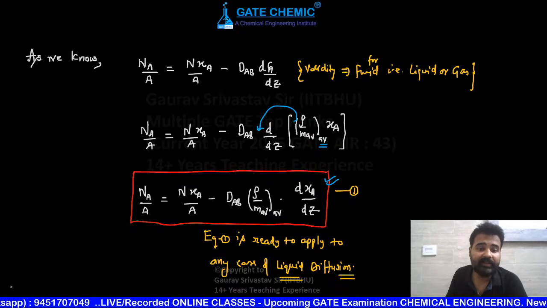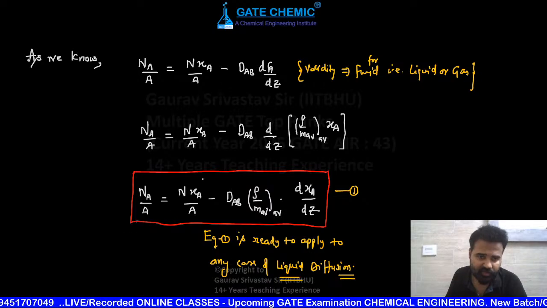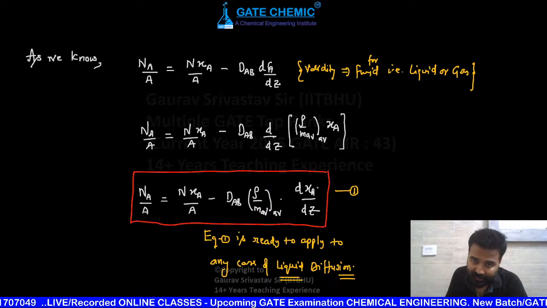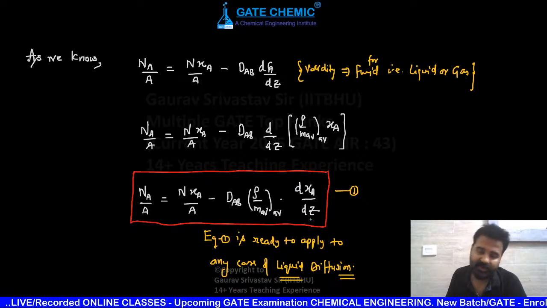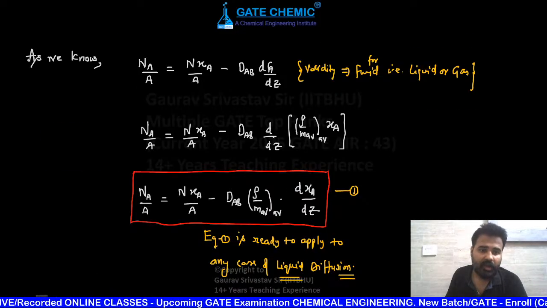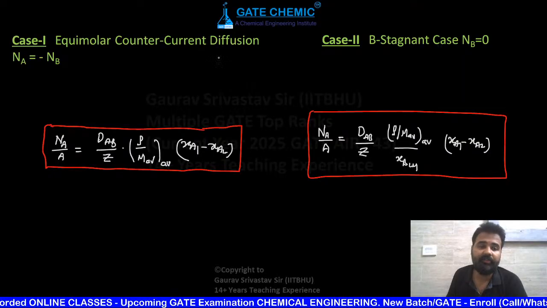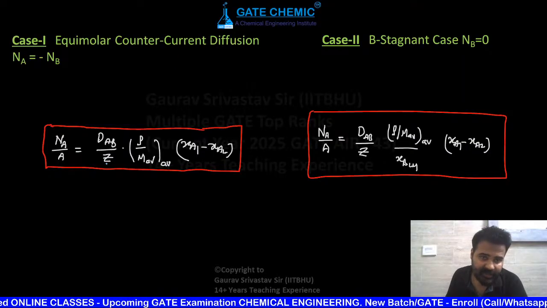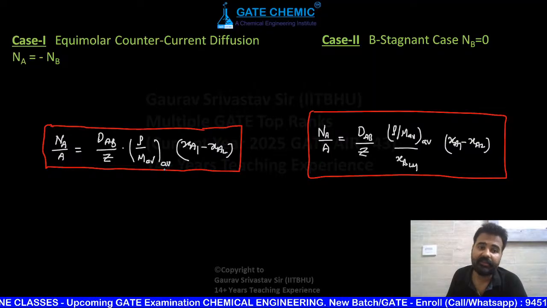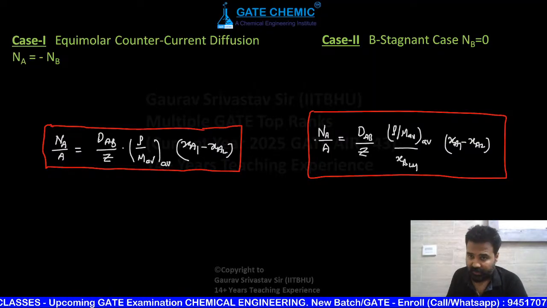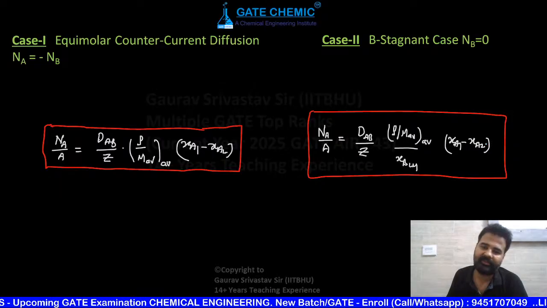Now we have to apply this equation. We can also apply this equation for liquid cases. So Na by A equals Nxa by A minus Dab, Dxa by Dz. But it is now rho by M average Dxa by Dz. After applying, you will get two important cases, equimolar and B stagnant. For the equimolar case, dAB by Z, Xa1 minus Xa2. But here rho by M average is also present. Here dAB by Z, rho by M average by XBLM, Xa1 minus Xa2.